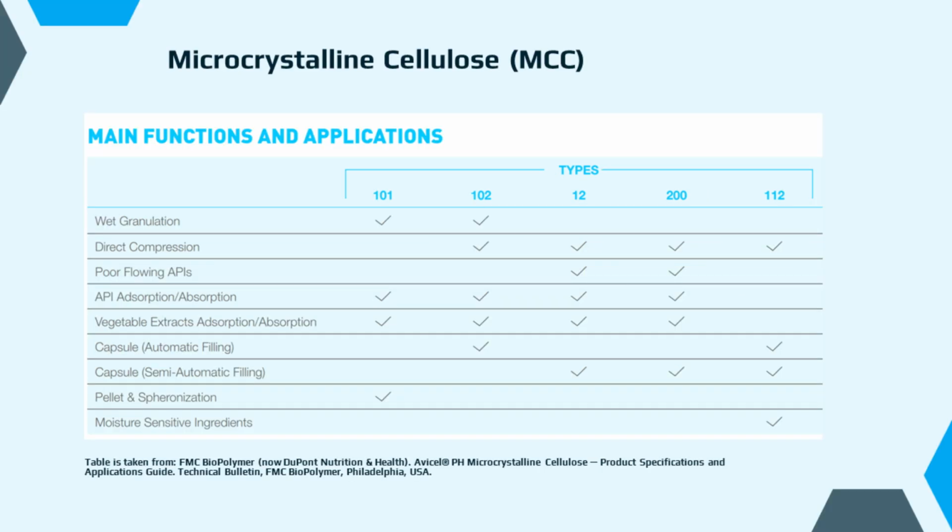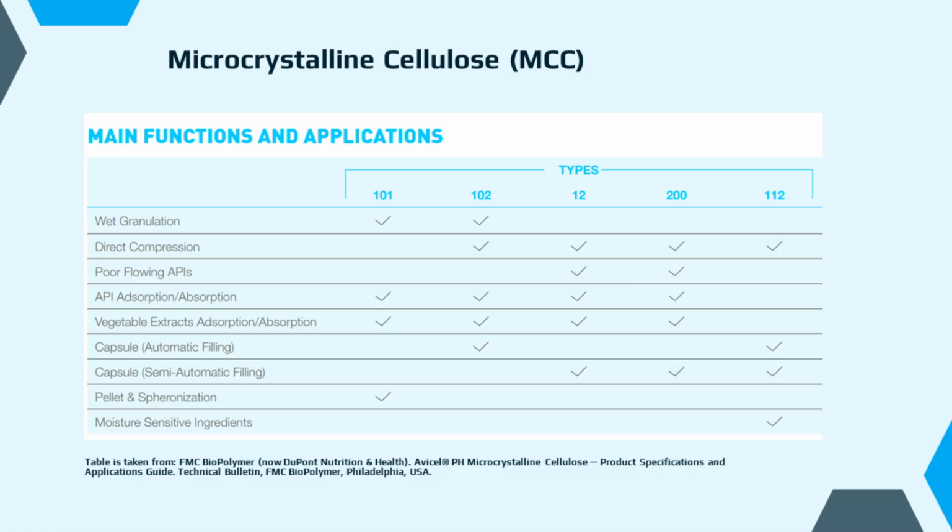This table, adapted from FMC Biopolymer, compares the properties and typical applications of the most common Avicel grades: pH 101, pH 102, pH 12, pH 200, and pH 112. pH 101 has the smallest particle size and is widely used in the internal phase of wet granulation, where excellent mixing and uniformity are required. pH 102, with a slightly larger particle size, offers improved flow and is often the preferred choice for direct compression. pH 12 provides intermediate characteristics between 101 and 102, balancing flowability with compactability, and is particularly useful when transitioning between granulation and direct compression processes.